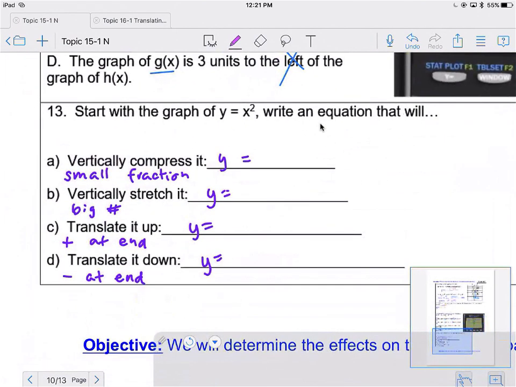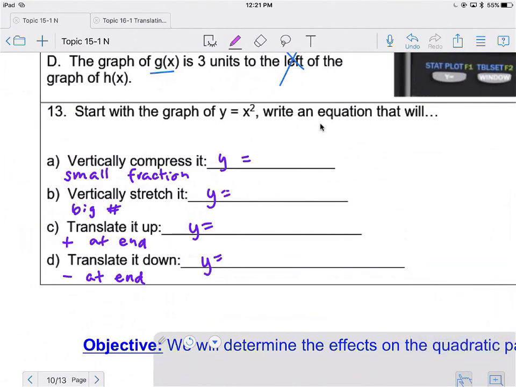And then 13, they want us to start with a parent function and then vertically compress it. To compress it, we need a small fraction. Keep in mind something like 11 over 2 is a fraction, but it will not compress because 11 over 2 is really a big number. Something like 1/2 x squared would be a small number. 1/2, if you eat half a pie, that's not a whole pie. So something smaller than 1.